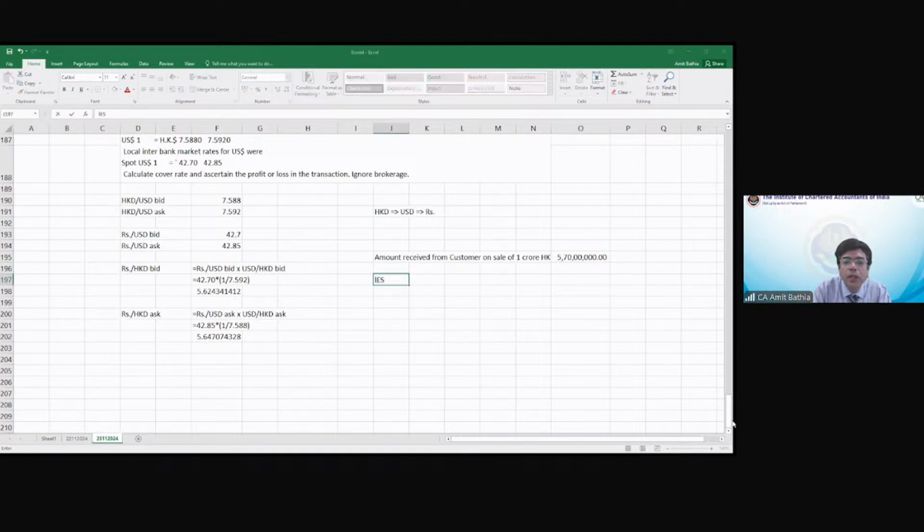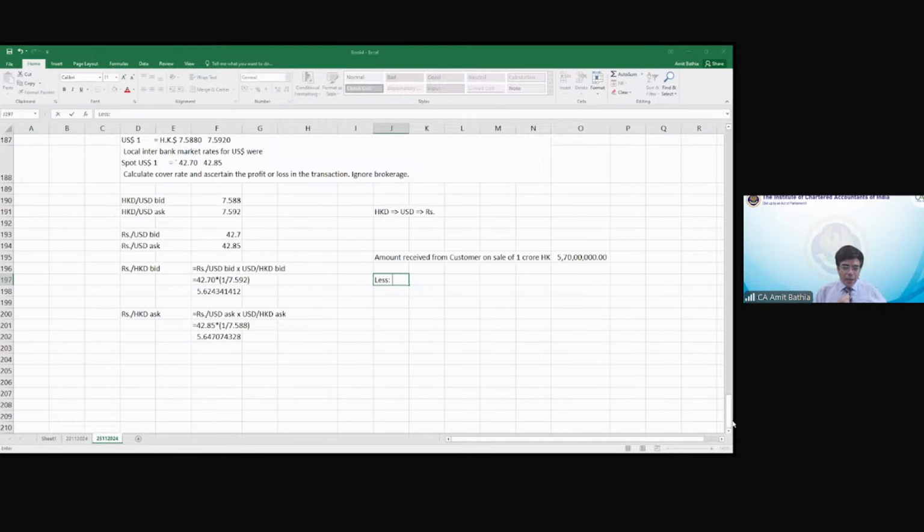Less, what should be the cover amount as per the prevailing rates? You have sold HKD, right? So you will sell at what rate, 5.64 or 5.62? I repeat, the bid price is the sell price for the customer, and the ask price is the buy price for the customer.